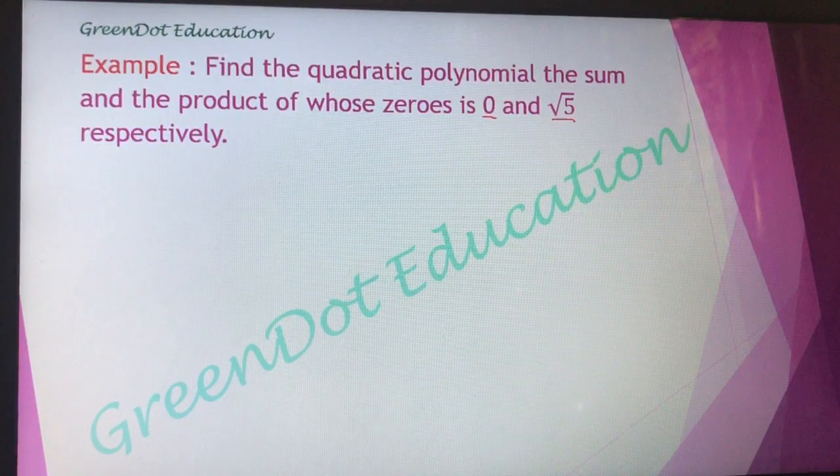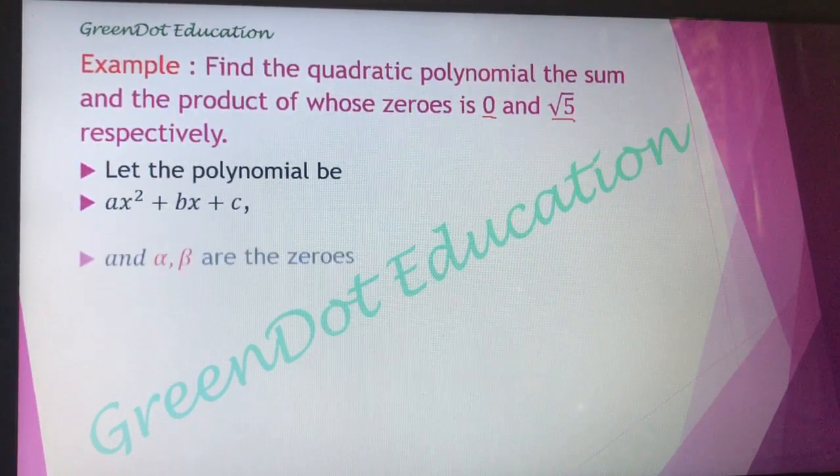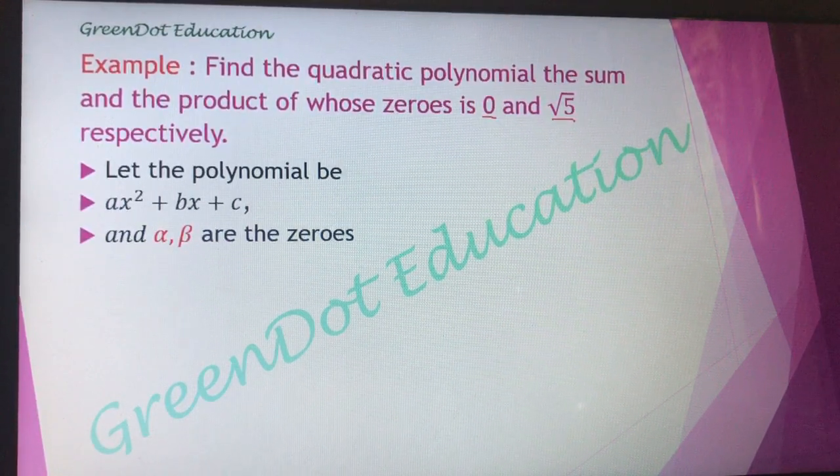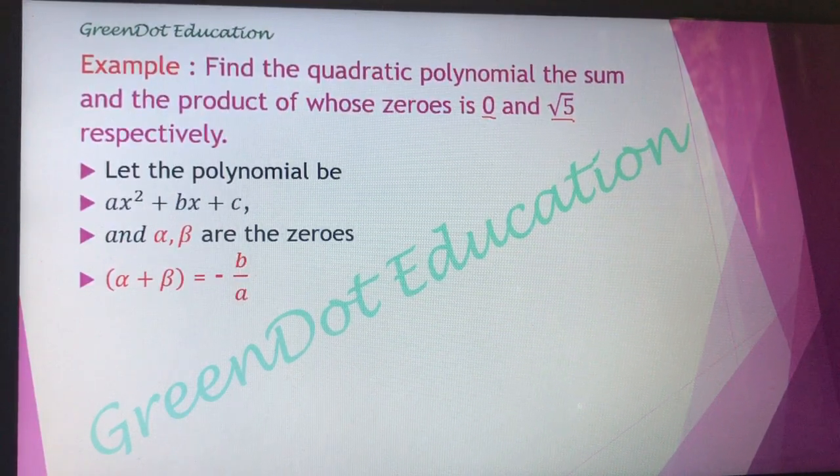So let's begin. Let the polynomial be ax square plus bx plus c, and similarly alpha and beta be the zeros of that polynomial. Now using the relationship for the sum of the zeros, we have alpha plus beta is equal to minus b upon a. We have been given that the sum of the zeros is 0.